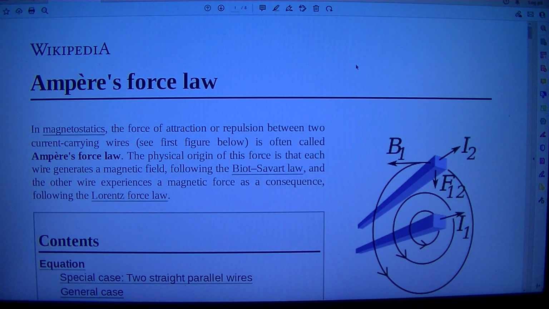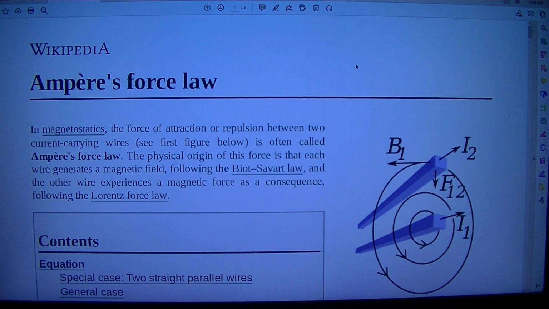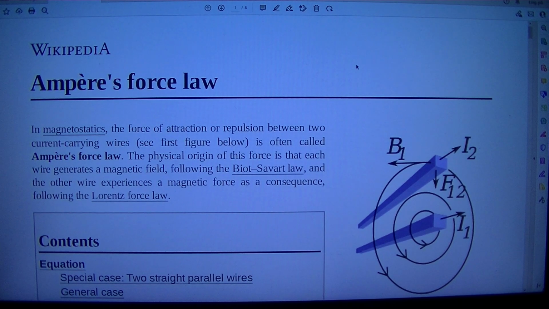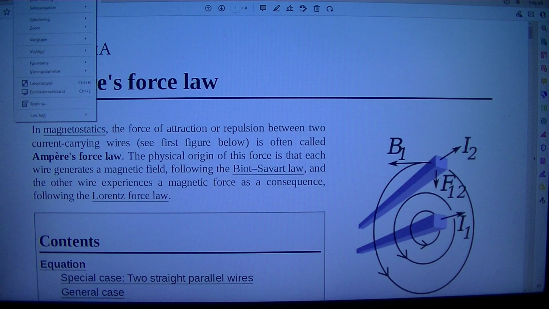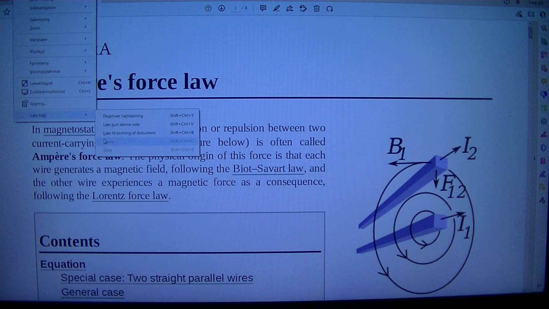It's Ampere's force law. So that's the final one for today, because it's 11 p.m. There are people living around me and they maybe need to go to work tomorrow. So we have to stop this, but let's read the whole document.